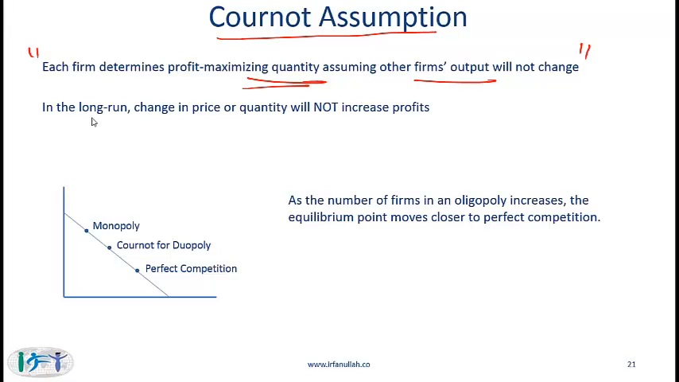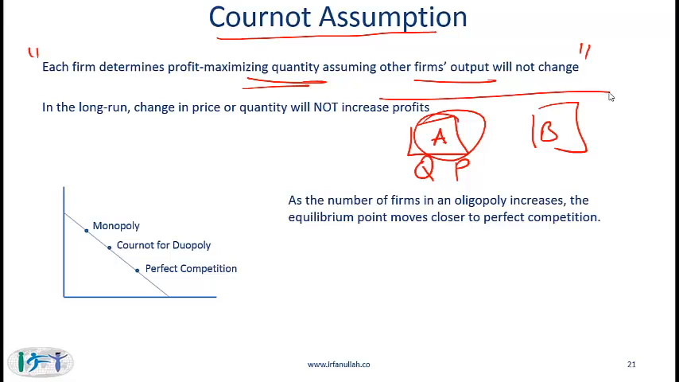Another point related to the Cournot assumption is that in the long run, a change in price or quantity will not increase profits. So if you have two companies, A and B, in the long run, this company is producing a certain quantity Q and selling at a certain price P, then in the long run, changing P or Q will not increase the profits of A. That's why we say that A is at equilibrium, and the same holds true for B. So B also is at equilibrium, and if these two firms constitute the market, then the market is in equilibrium.